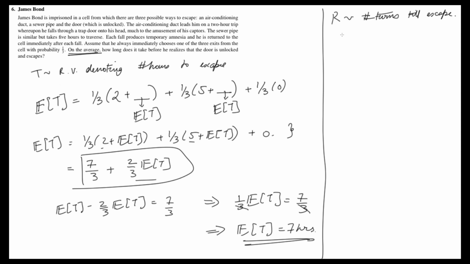What is this? So R is distributed as a Geom with probability 1/3, because every single time he has a probability of 1/3 for it to be the final turn, in which case he chooses the actual door to escape, and otherwise he fails with probability 2/3.